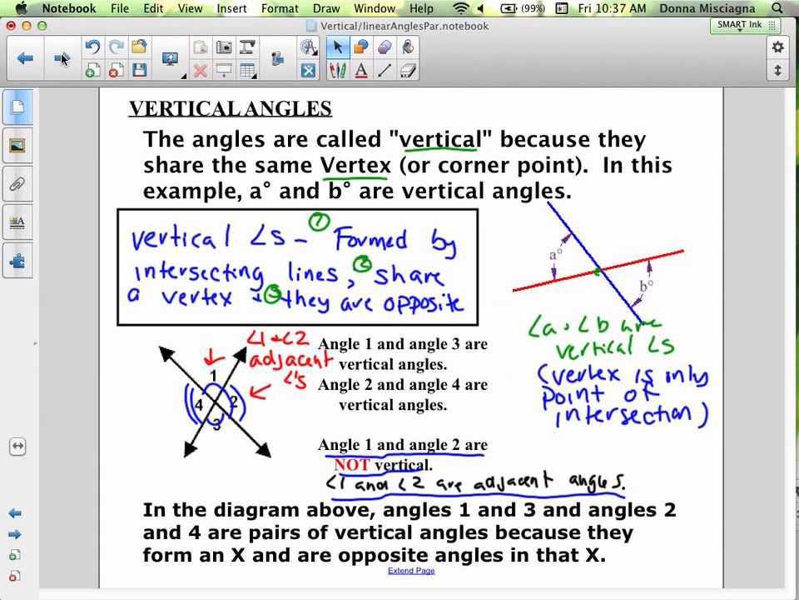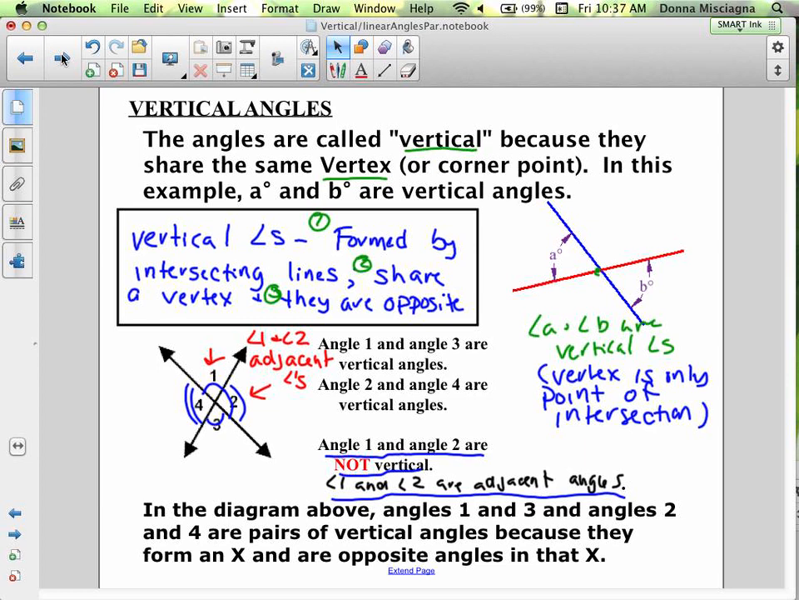In your notes, you already have this picture and you have the 3 important things. I don't think you have the numbers next to it. So in your notes, I want you to write the numbers of the important things that define vertical angles. Vertical angles are number 1, formed by intersecting lines. Number 2, share a vertex. And number 3, are opposite one another. All 3 things have to happen together to make those vertical angles.